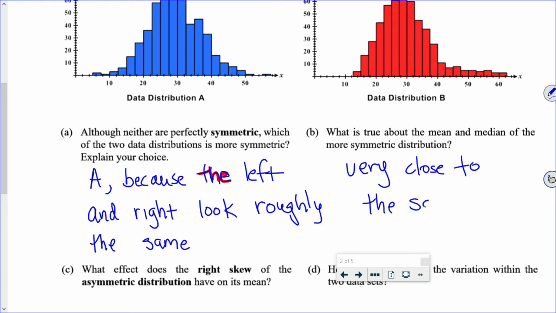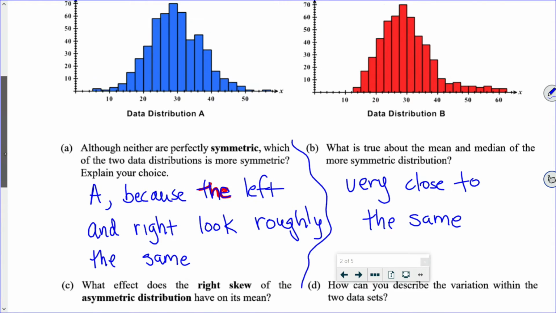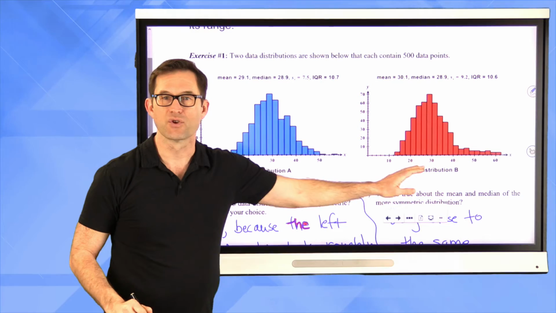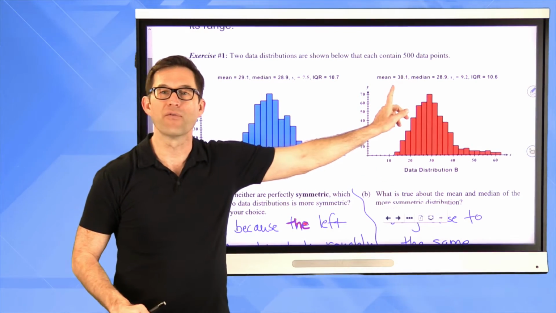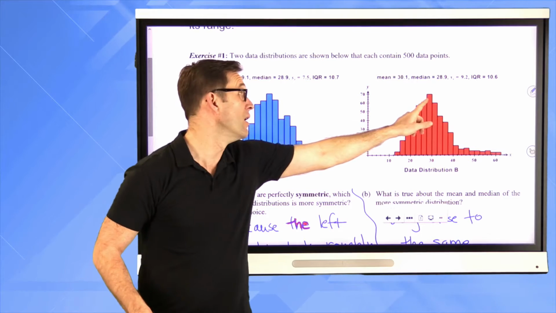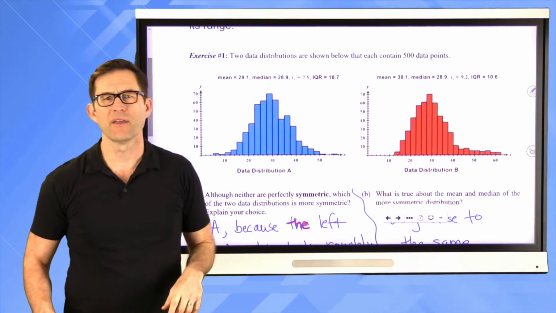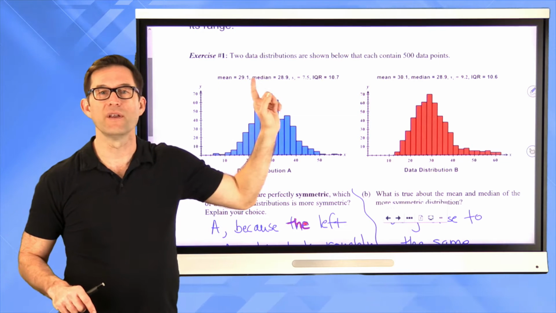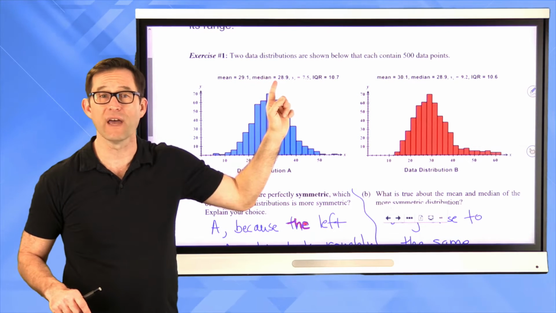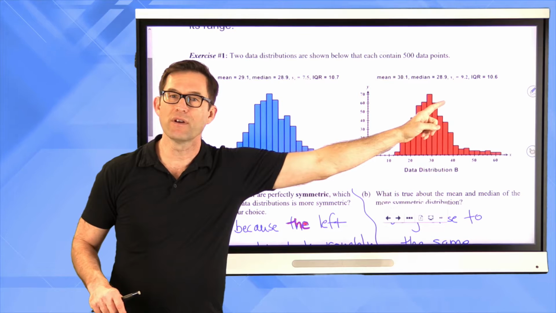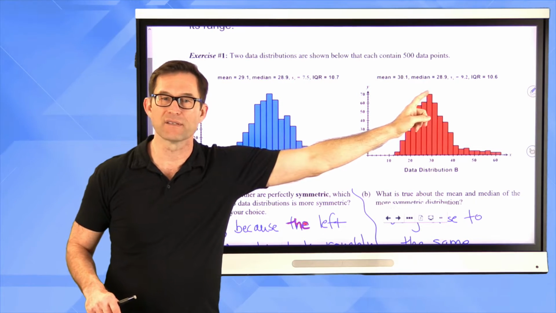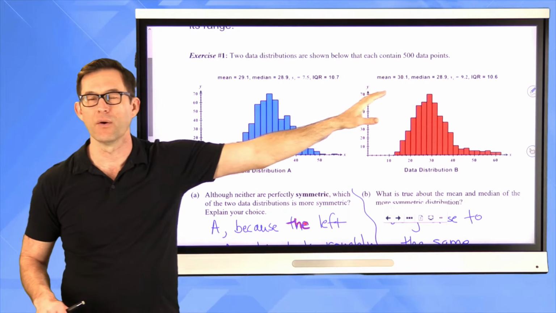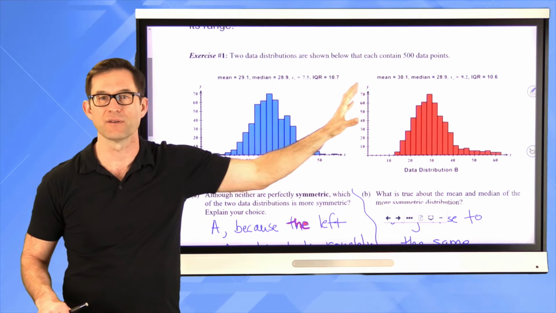Now, I think it helps to contrast that with data distribution B, where we have a mean of 30.1 and a median of 28.9. You might say, well, those are pretty close to being the same. But these two in A are different by 0.2, while these two are different by 1 2/10. That's a lot more in the grander scheme of things.